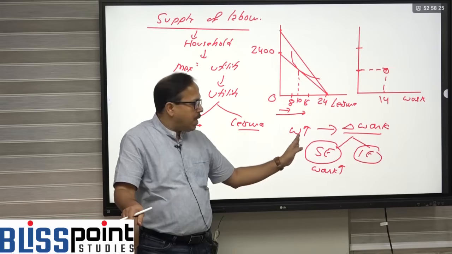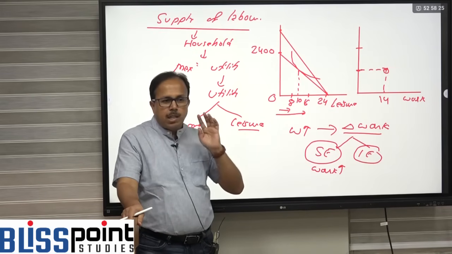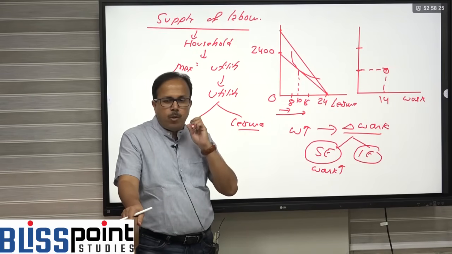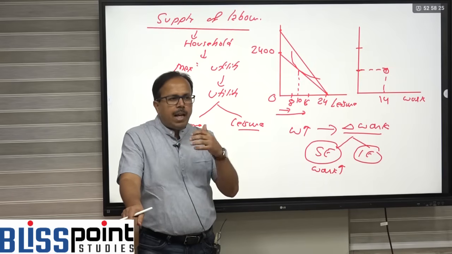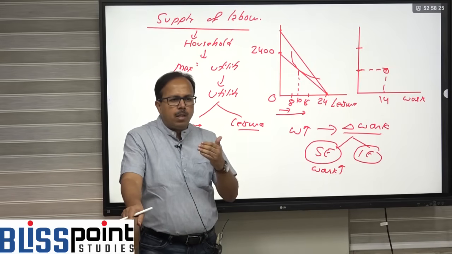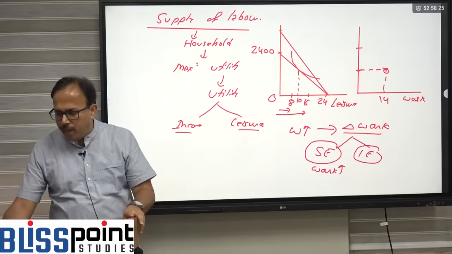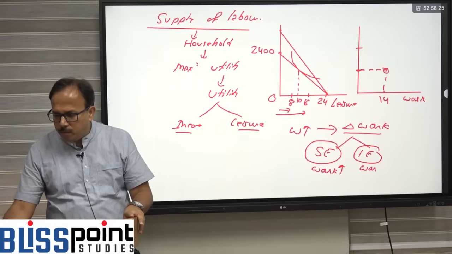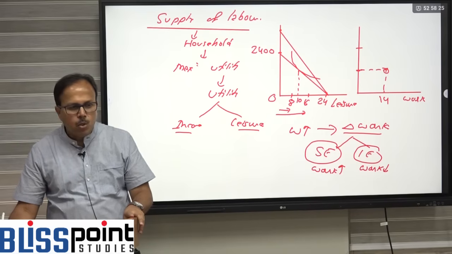So at a high wage rate, when we work more, our income increases, and with more income we prefer to have more leisure, but we can have more leisure only when we work less. So due to the income effect, the person will prefer to work less. So what is the overall effect?